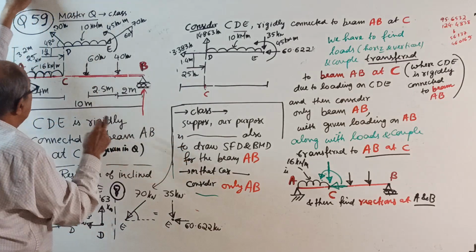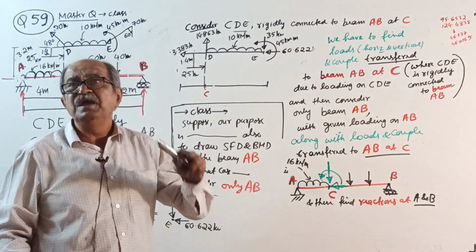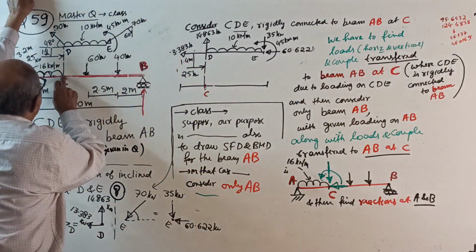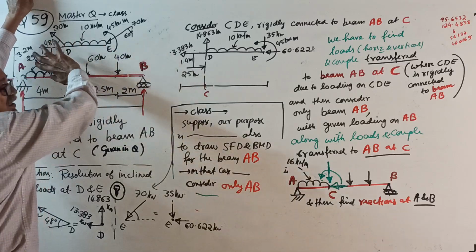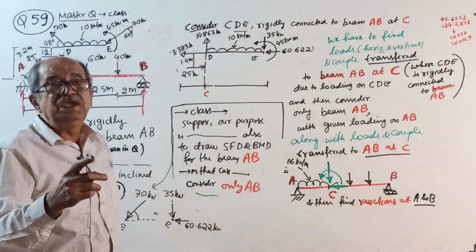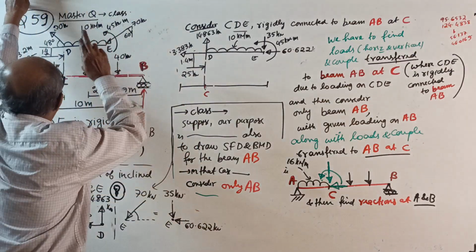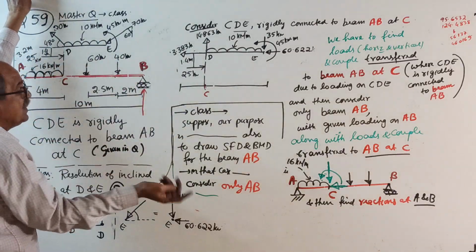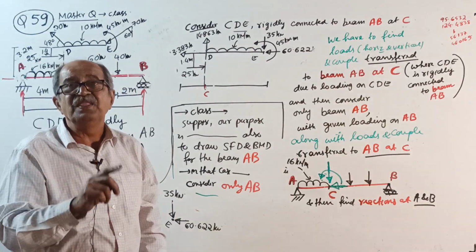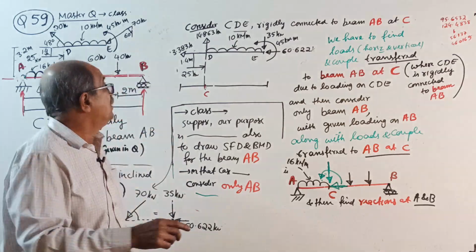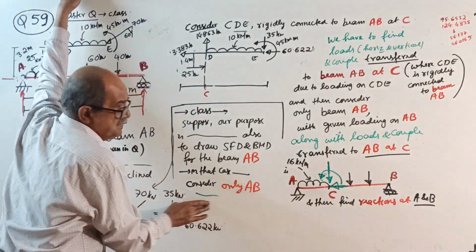CDE is rigidly connected to beam AB at C. So whatever loading is there on that attachment part, CDE, I will call attachment or bracket, is replaced by an equivalent load and couple at C. Or what this CDE will transfer to beam AB. Remember, it is transferring action, not reaction. It is action. Because of all this, what will happen to beam AB? You write all this, you write here.